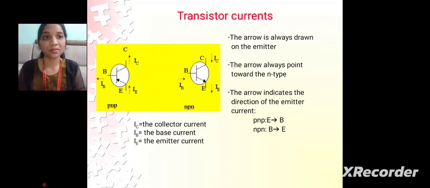Transistor currents. If we see in this image, the arrow is always drawn on the emitter, and the arrow always points towards the N type. The arrow indicates the direction of the emitter current. In this image, IC is the collector current, IB is the base current, and IE is the emitter current.